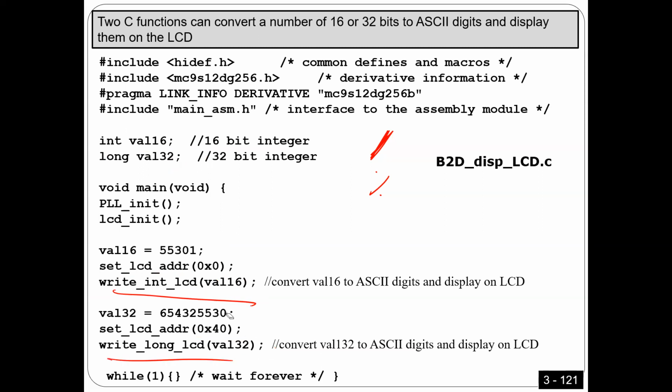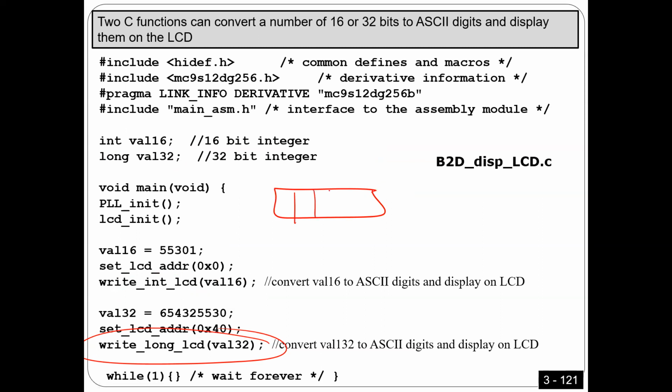Okay. By the way, some students didn't like this function before because, as far as I remember, this function books 5 locations, 1, 2, 3, 4, 5 locations. Even if your number is, for example, 33, you are going to see on the LCD space space space 33. Some students didn't like this one.